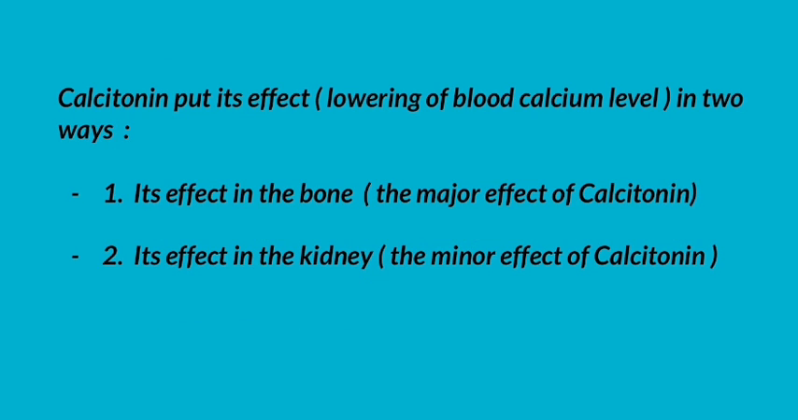Calcitonin has its effect, meaning lowering of blood calcium level, in two ways. First, its effect in the bone. The major effect of calcitonin is its effect on bone. The second is its effect in the kidney. The minor effect of calcitonin, of course, is its effect on kidneys.